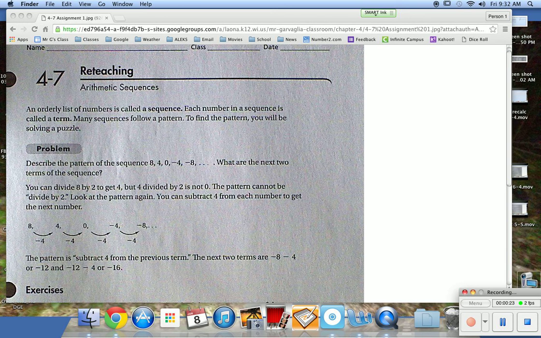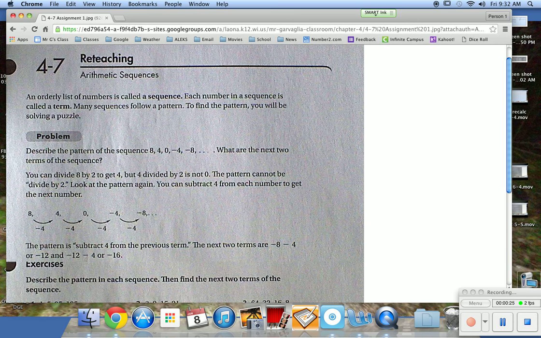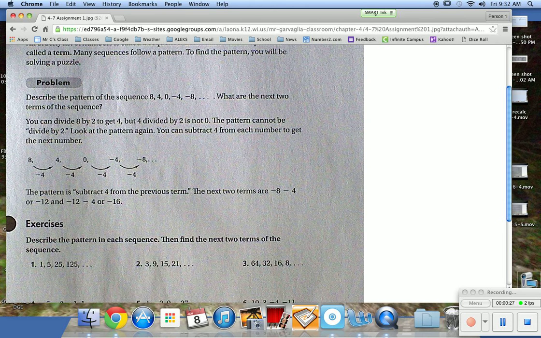You guys have done stuff like this before. You've taken a sequence like from 8 to 4. What's the difference? -4, right? It's going down 4. Another -4. It's going down 4 each time. So from 8 to 4 to 0 to -4 to -8, it's going a -4 each time.